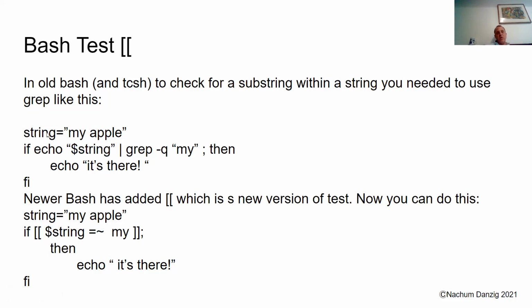But if you didn't want to, how would you do it the old way? You would say if, and then echo the string, and then grep it quietly for the word my. And if it was true, then this whole if would be true, and it would print it's there.